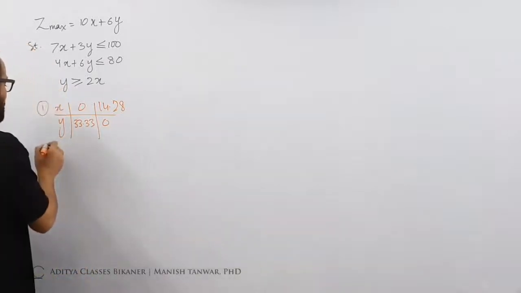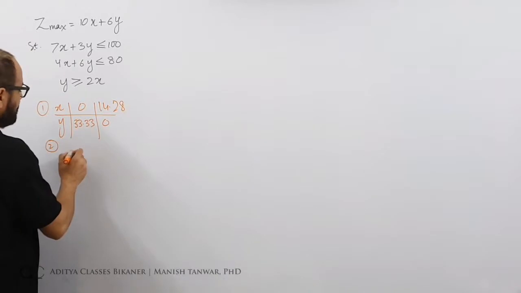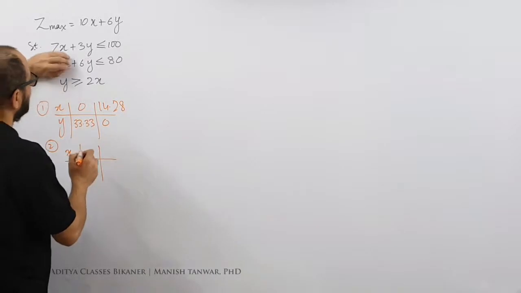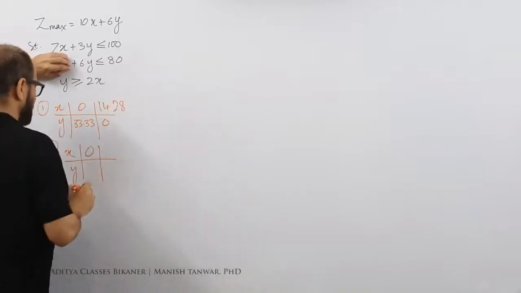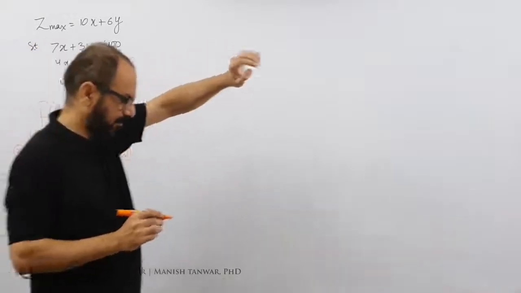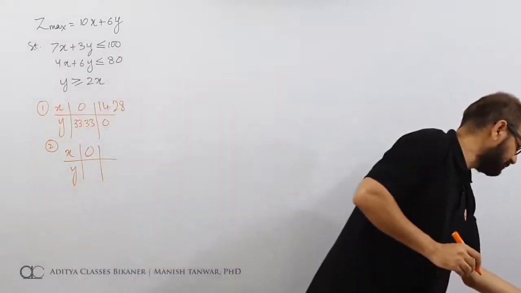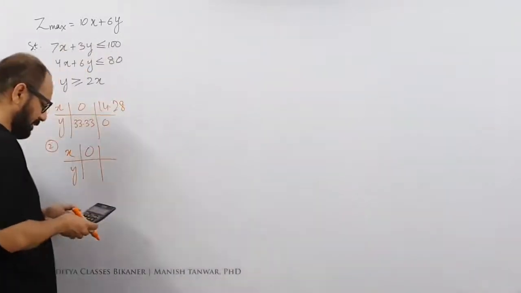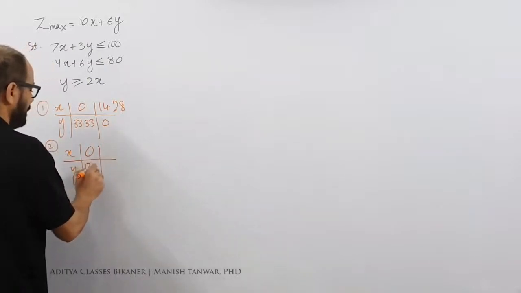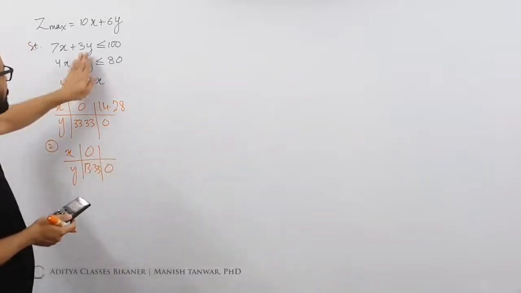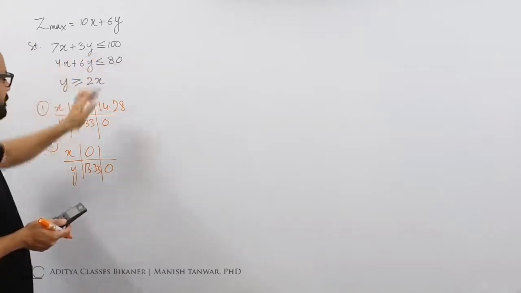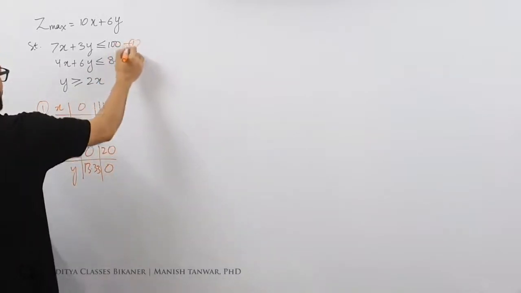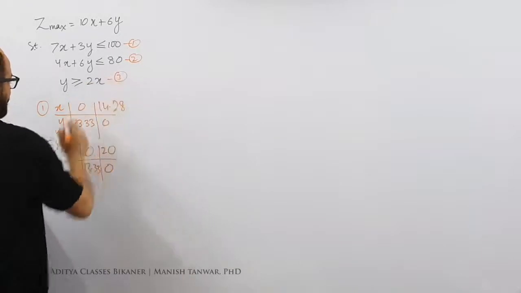What about the second constraint? I need 2 points once again. Let me take x as 0, y becomes 80 upon 6. I'll fetch the calculator because we'll be needing it today. 80 divided by 6, 13.33. Then when I take y as 0, I get 4x is equal to 80, giving me x is equal to 20. This becomes my second constraint. First constraint, second constraint, and third constraint.